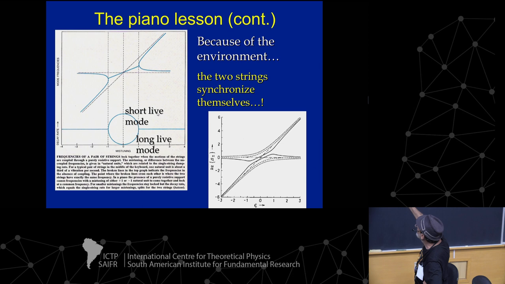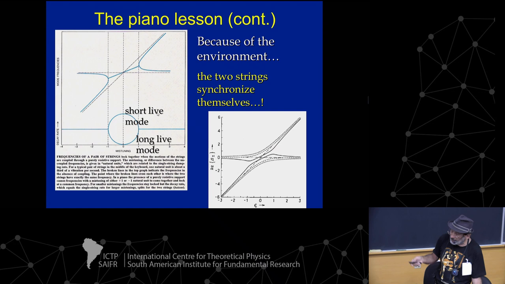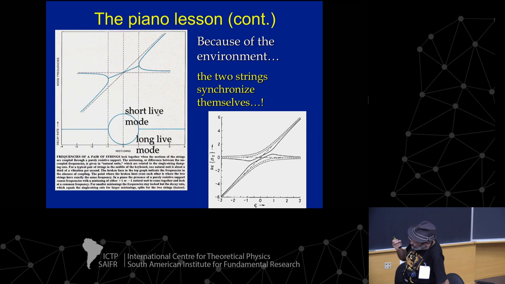If you look at the lifetimes of these modes, essentially you will see there is one mode that lives almost forever, a very long time, and another which is a very fast mode. Of course, it depends on the situation. Maybe this is not exactly a single line, but you have some non-ideality, because if the model is not perfect, you're going to have this situation. But essentially, it's the same as this. So the two strings synchronize themselves.